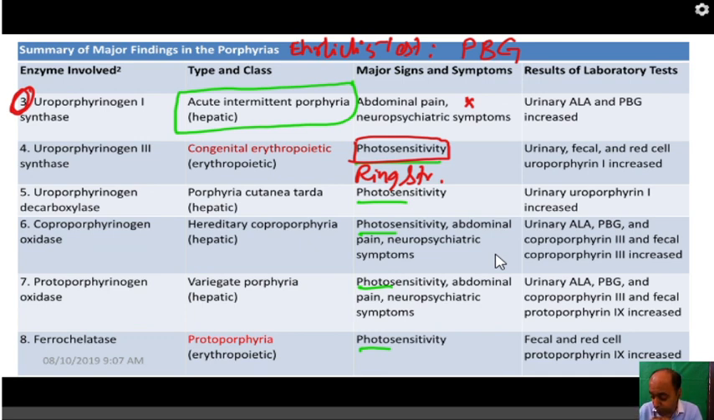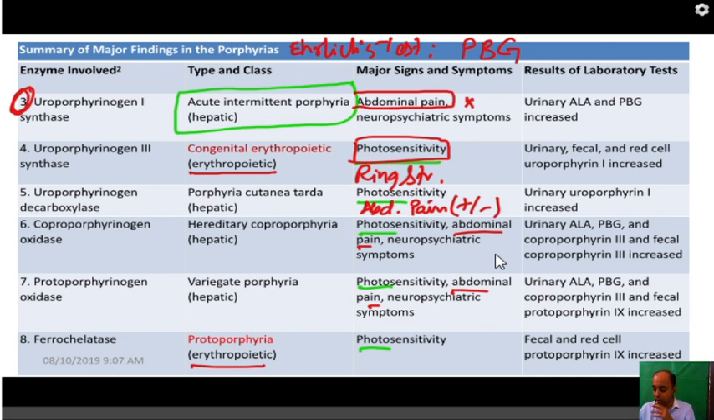In addition, the porphyrias which are erythropoietic in nature, protoporphyria and congenital erythropoietic porphyria, do not have abdominal pain. The abdominal pain is there in all others, but it will not be there in the erythropoietic porphyrias. The abdominal pain may or may not be there in porphyria cutanea tarda.